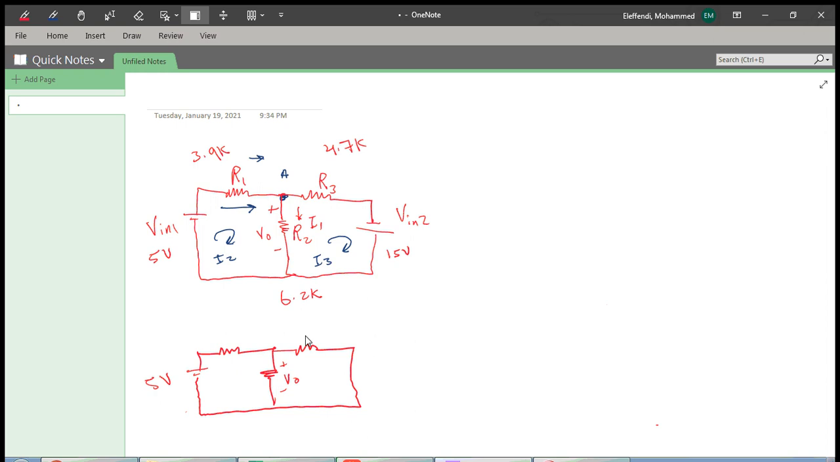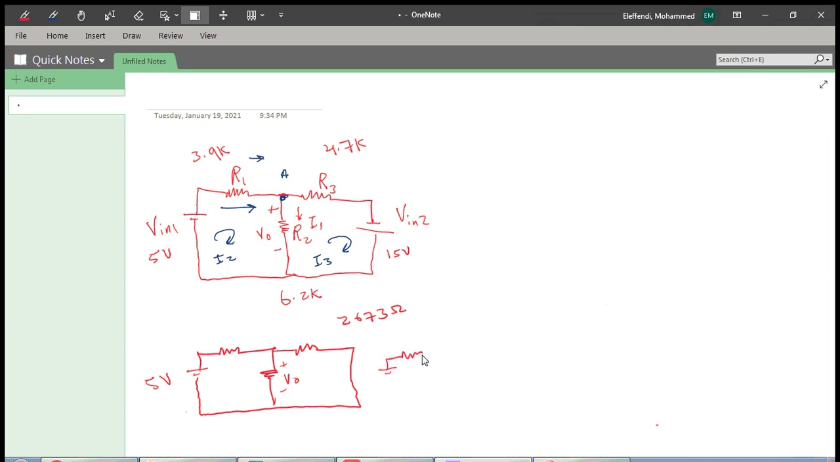And the equivalent resistance in here is simply going to be 6200 multiplied by 4700 divided by 6200 plus 4700, and this would give us 2673 ohms. So this is the parallel equivalent of these two. And now I'm going to use the voltage divider rule. Let me just make it a bit simpler for you.